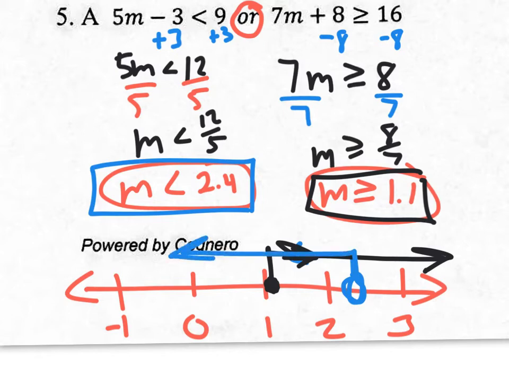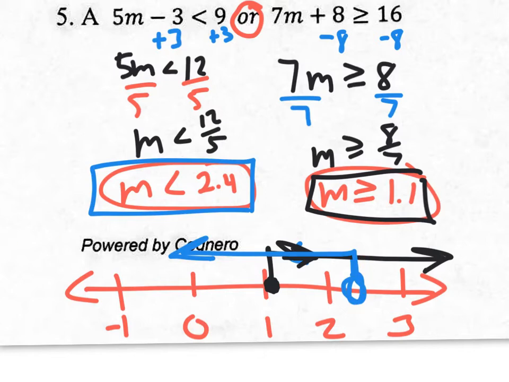Does that make sense? So let me ask you this. Does the number 0 satisfy this answer? 0 does satisfy the answer because 0 is covered in the blue part. See, the word and means that it has to satisfy both the black and the blue. But the word or means that it could satisfy the black or it could satisfy the blue.